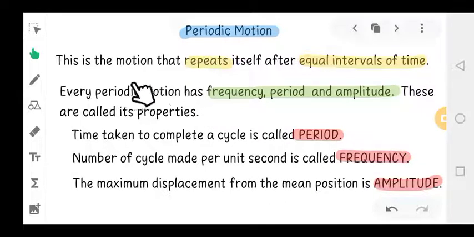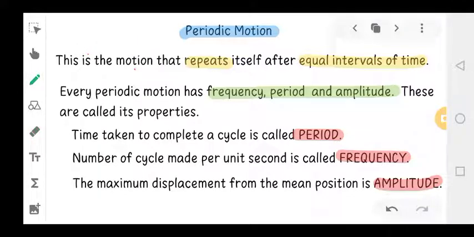So what exactly do we mean by periodic? This is the motion that repeats itself after every equal interval of time. Let's say it moved from A to B in 1 second. Then in the next second, it moved back from B to A. That's 2 seconds. In the next second, it moved from A to B again. If you have this kind of motion that keeps repeating itself after equal intervals of time, then we say the motion is periodic.